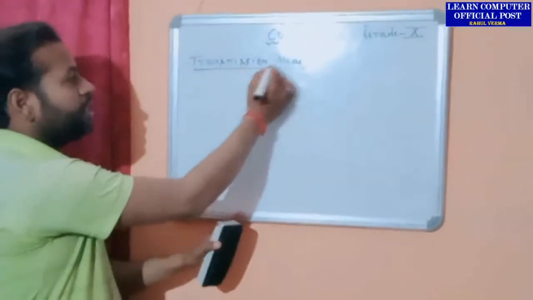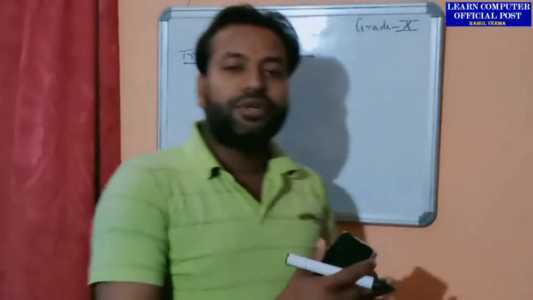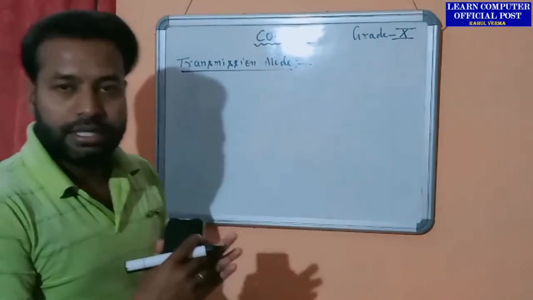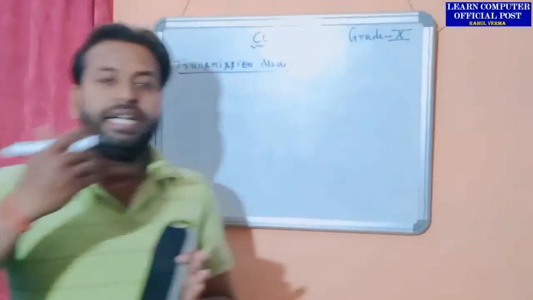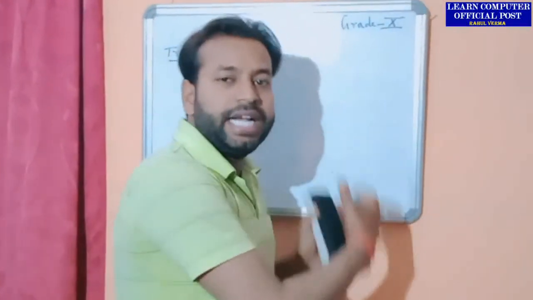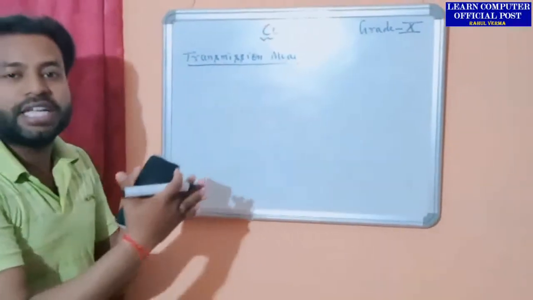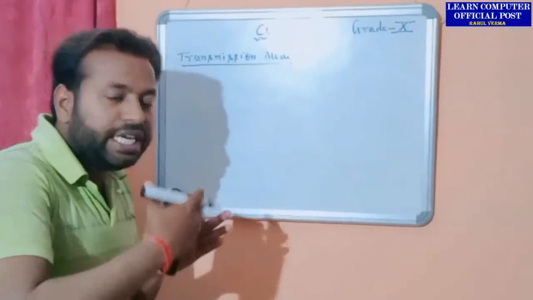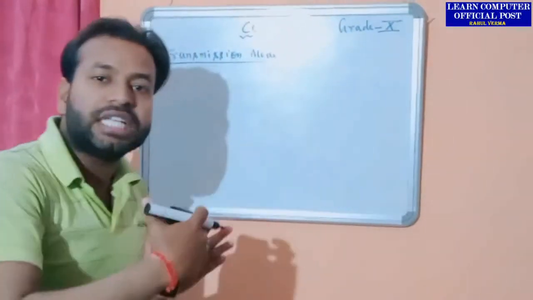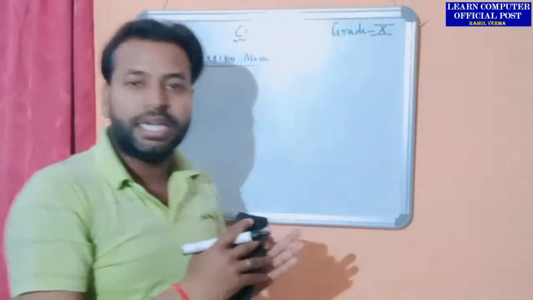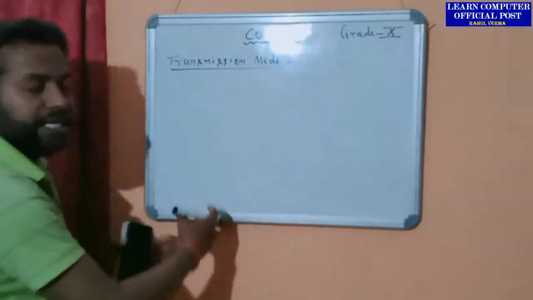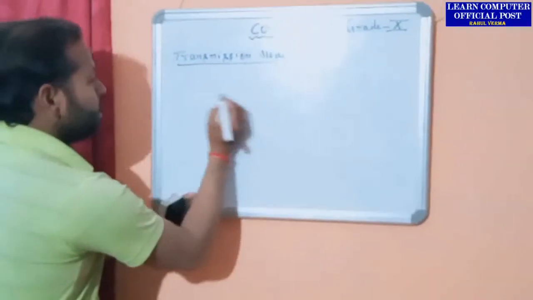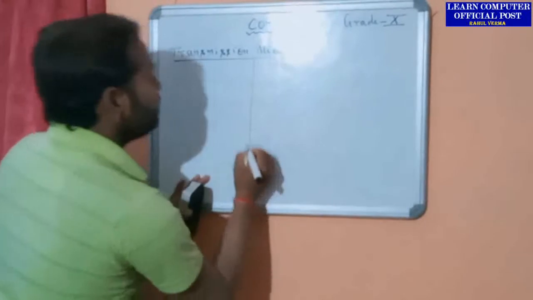Now let's see what is transmission mode. Transmission mode is the process of transferring data. Simply, what is transmission mode? The data which is transferred from sender to receiver is the process of the transmission mode. But we have three concepts of transmission mode. Transmission mode means how the data is transmitted from one computer to another computer. By these three concepts, data is transferred everywhere, right? So let's see what these three transmission modes are.